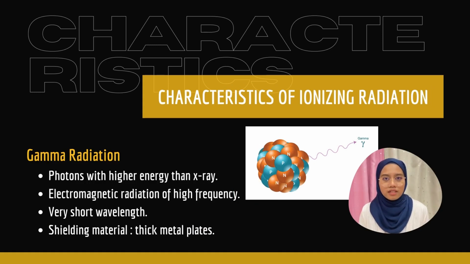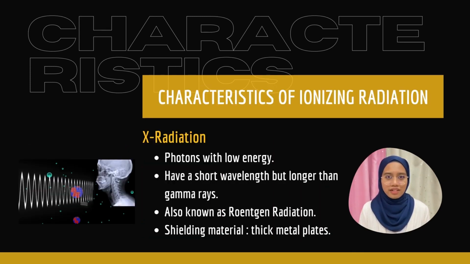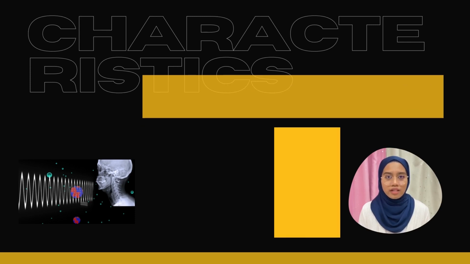Third, gamma radiation. It is photons with a higher energy than X-rays. Gamma radiation is an electromagnetic radiation of high frequency with a very short wavelength. This radiation can be shielded by a thick metal plate. Next, X radiation. These are photons with low energy. It has a short wavelength but longer than gamma rays. It is also called Roentgen radiation. The shielding material for this radiation is the same as for gamma radiation.